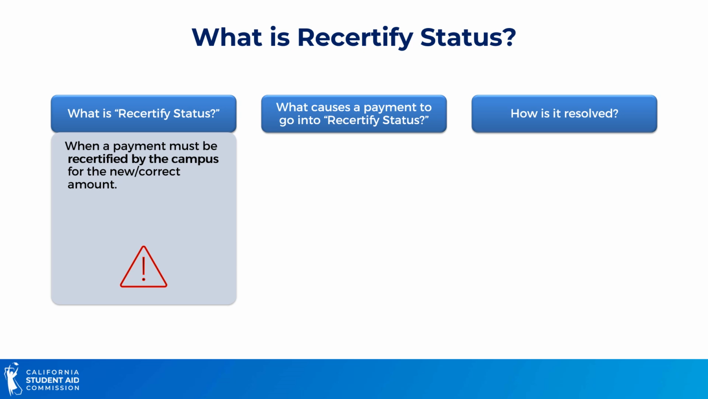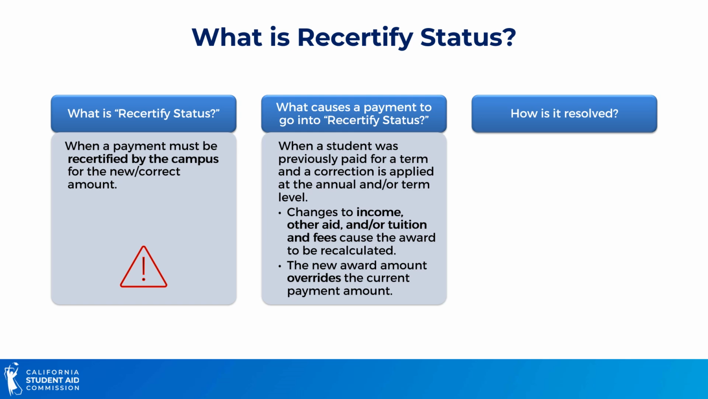What causes a payment to go into Recertify status? When a student was previously paid for a term and a correction is applied at the annual or term level, the MCS payment goes into Recertify status. This can occur when changes to the income, other aid, or tuition and fees cause the award to be recalculated. The new award amount overrides the current payment amount and therefore must be recertified by the school.